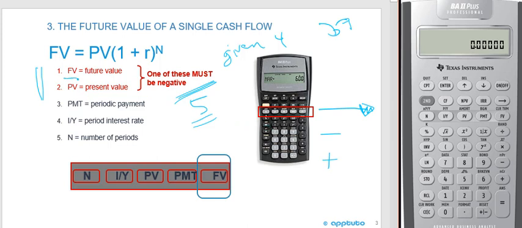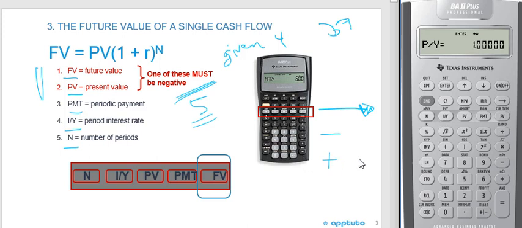So FV is the future value, PV is the present value, payment is if there's any periodic payments, IY is the period interest rate, N is the number of periods. Now I know you can solve things two ways on the calculator. Some students don't like to change the parameters, second PY, and then they'll adjust their interest rate. But I don't recommend that.